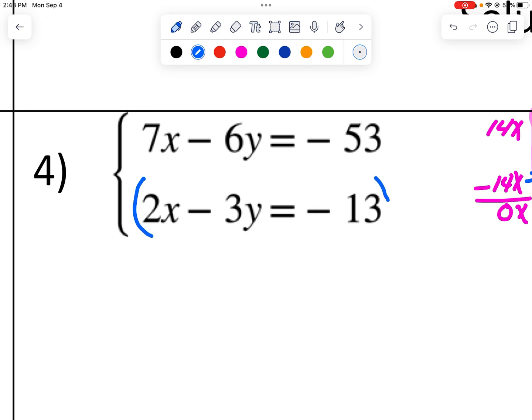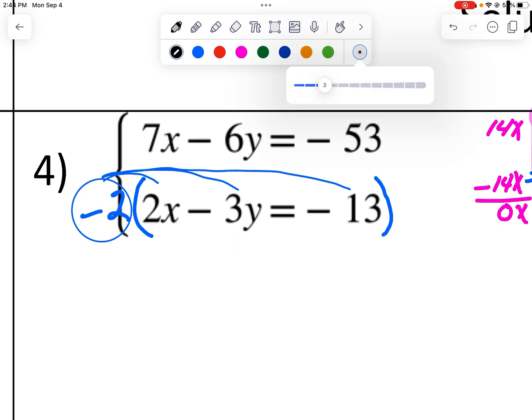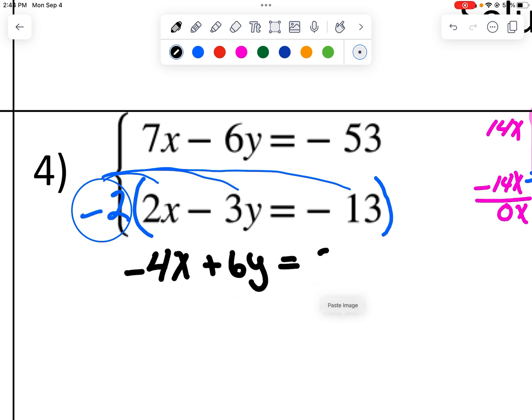So that's why I am going to take this entire equation, and I'm going to distribute negative 2. So what that means is I'm going to take this negative 2 in front of the parenthesis here, and I'm going to multiply it by the 2x, by the 3y, and stretch it all the way over here to the negative 13. In other words, the entire equation is being doubled and negated, or doubled and have all of its signs change. In other words, I'm multiplying by negative 2. So when I multiply by negative 2, I'm going to get negative 4x plus 6y equals 26.